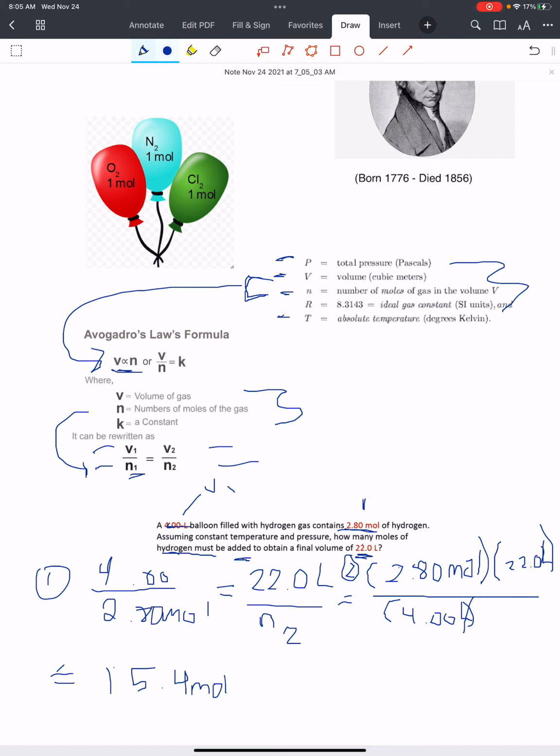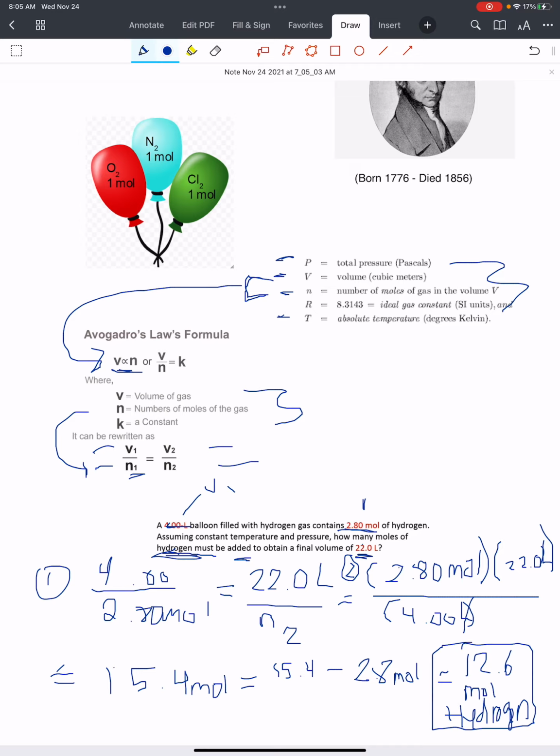But we're not done yet, because the question was how many moles of hydrogen must be added. So we're going to do 15.4 subtracted by 2.8. And remember sig figs, it's going to be 12.6 moles of hydrogen gas. And there you have it.